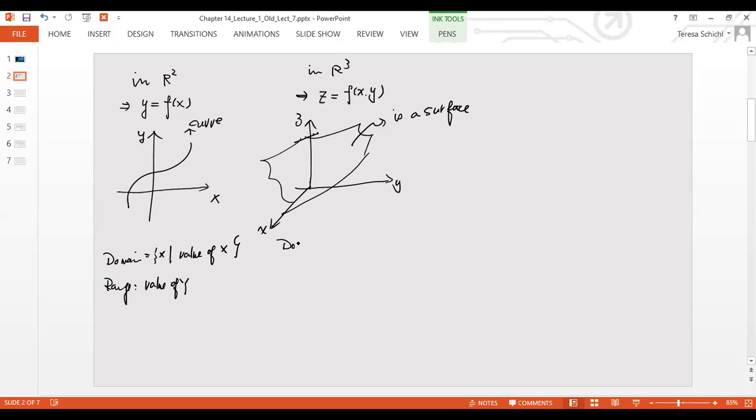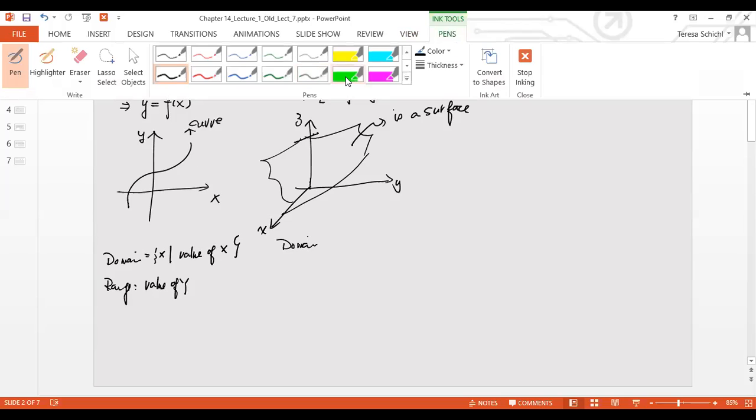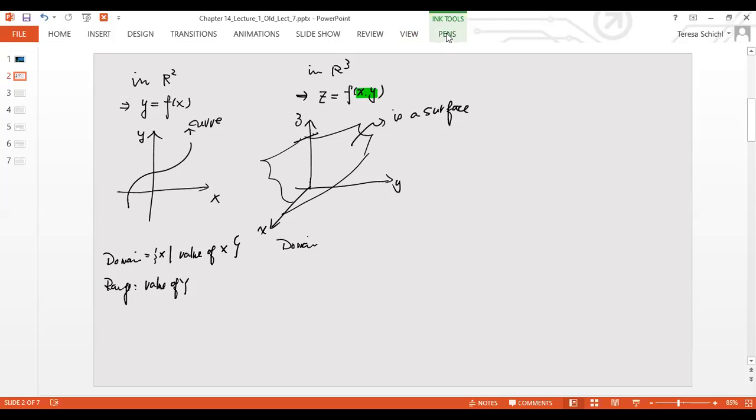So the domain here, right now I have 2 variables, I have x and y, right? So the domain should be the values of x, y, all the pairs, right? So the values of x, y that satisfy these functions. Then the range is the z values, so it will be the surface values here.